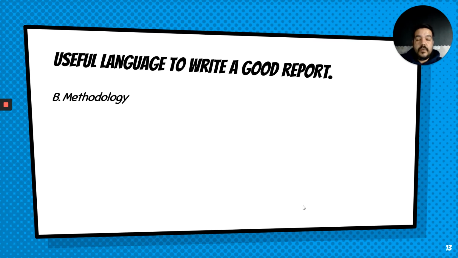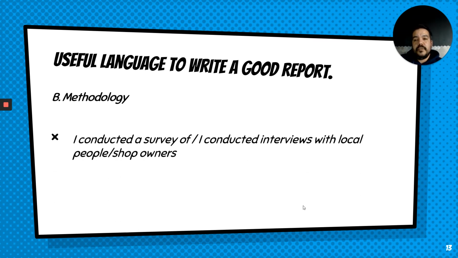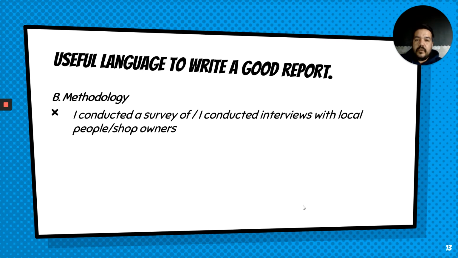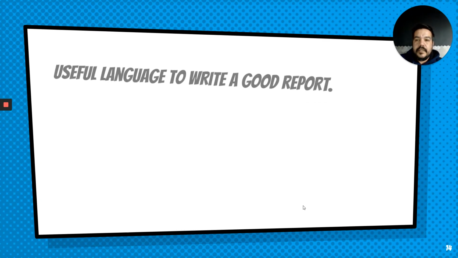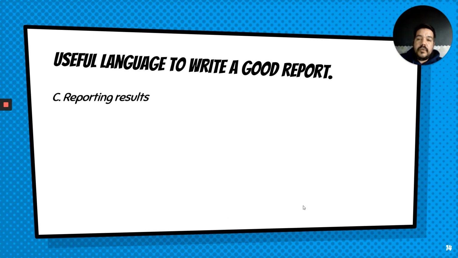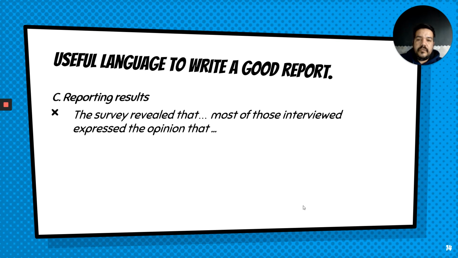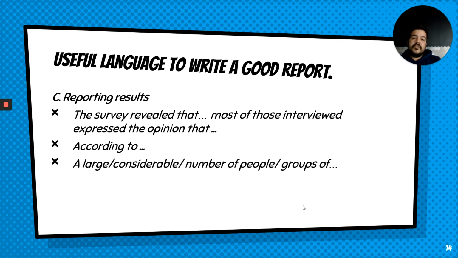B. Methodology. When you want to talk about your methodology, you use these expressions: I conducted a survey of, or I conducted interviews with local people or shop owners. I visited two of the most visited, or I visited two of the most popular. Then, if you want to talk about reporting results, you can say: the survey revealed that most of those interviewed expressed the opinion that, or according to, a large, considerable number of people, groups of, nearly one-third of.